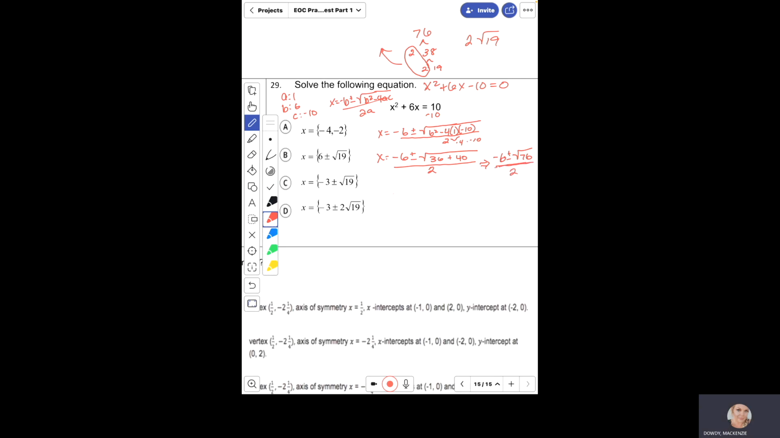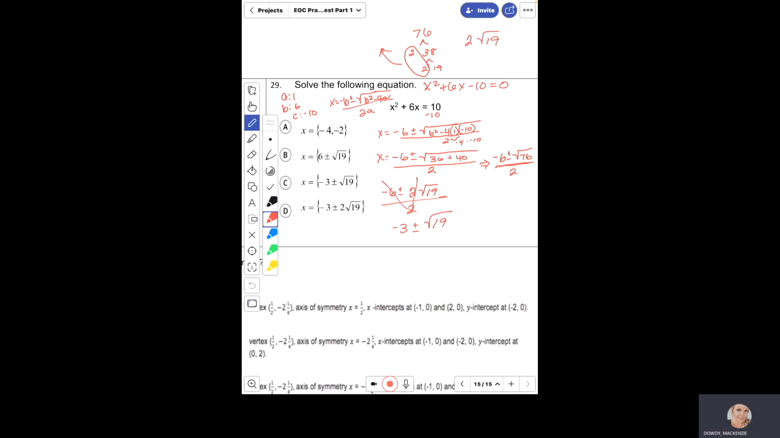over 2. Okay. Then we took 76 and we broke it down and we got 2 times the square root of 19. So we now have -6 plus or minus this 2 times the square root of 19 over 2. Now, -6 and 2 can both be divided by 2. So now we get -3 plus or minus the 2's cancel out, the square root of 19.